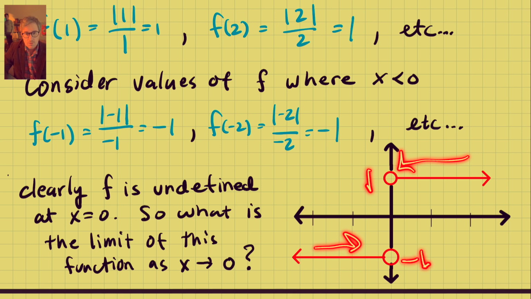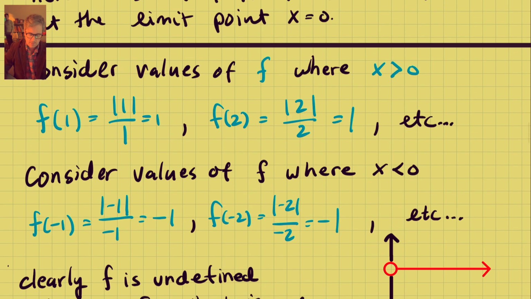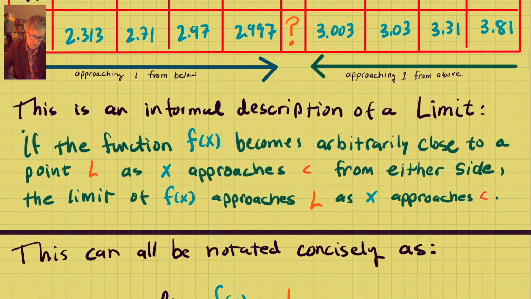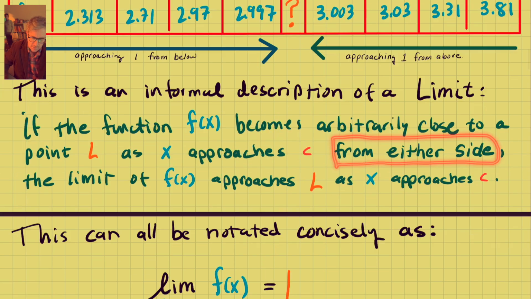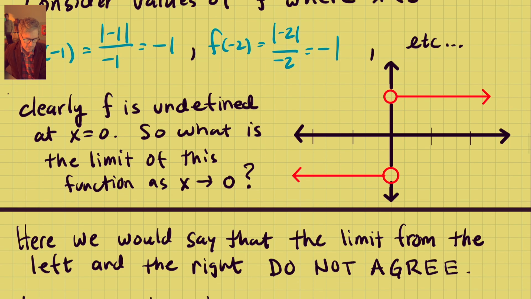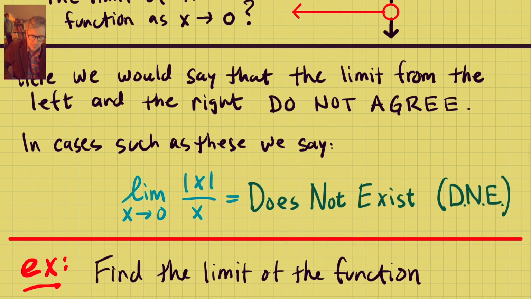Well, if you recall the informal definition, the function has to approach L. Let me find it here. So the function becomes arbitrarily close to a point L as x approaches C from either side. Okay, so that's where we have an issue with this example. When we approach from one side, the limit looks like 1. When we approach from the other side, the limit looks like -1. And so here what we would say is that the limit from the left and the right do not agree. And in these cases, we say that the limit does not exist. DNE for short.